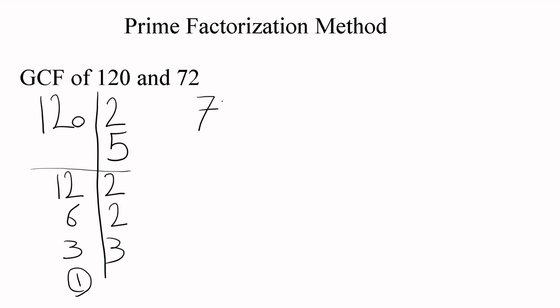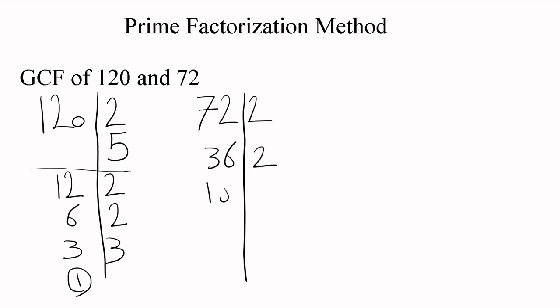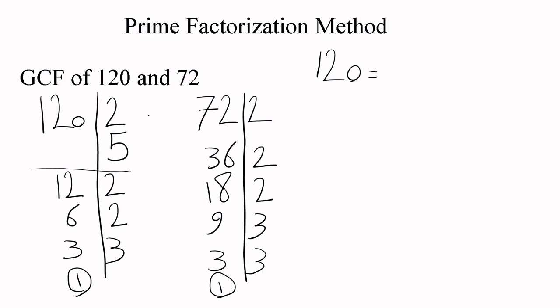For 72, I can start with 2. I'm going to have 36, 2, 18, 2, 9, 3, 3, 3, 1. When I reach 1, I must stop. So I can write 120 as, how many 2's do I have? 3. So 2 to the power of 3 times, how many 5's? 1. How many 3's? 1.